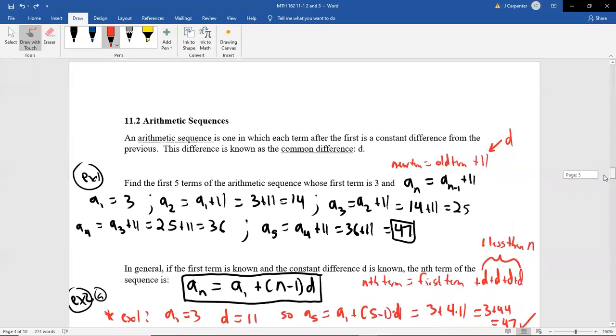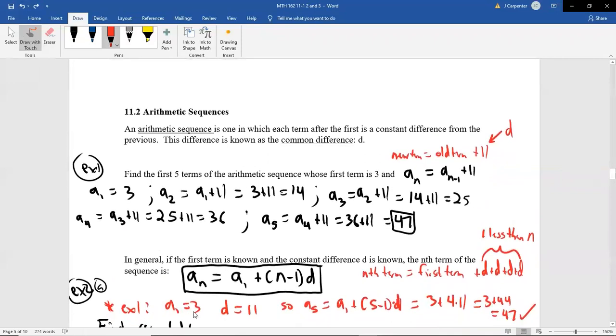So just going back to example 1, the first term was 3, that common difference was 11. The common difference always being the number added or subtracted if it's recursive. So if that was a minus 11, then the d would be negative 11. So the 5th term we can just say is the 4th term plus 4 times that d. 5 minus 1 times the d, because we're going to add it 4 more times. So that's 3 plus 4 times 11, which is 3 plus 44, which is the same 47.